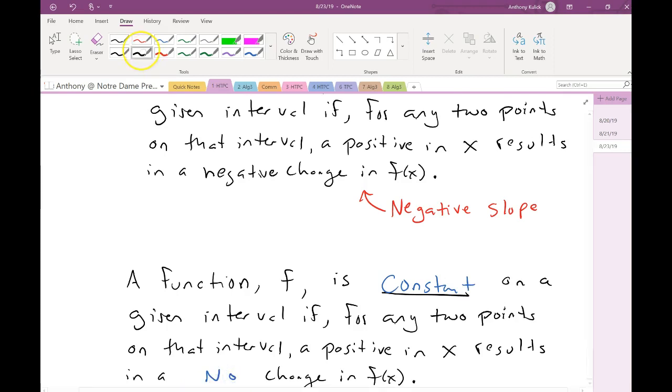And there's one more possibility. That possibility is that the function is constant. If it's constant, there's no change.